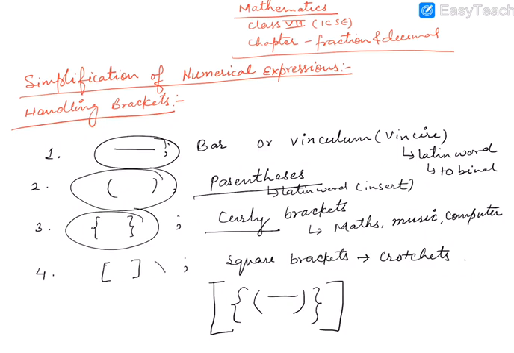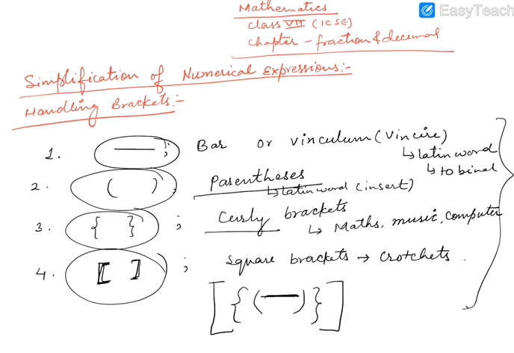The last one is the square bracket. You can see that it is in the shape where edges are there. Square brackets are also known as crotches. Here you can see the brackets from innermost to outermost. This is the innermost bracket, the bar bracket. Then we use parenthesis to insert this bar bracket. Then we use curly and square brackets. So this is all about brackets.